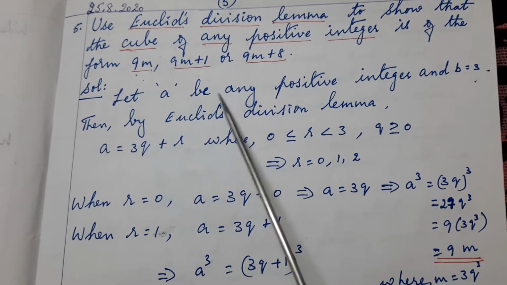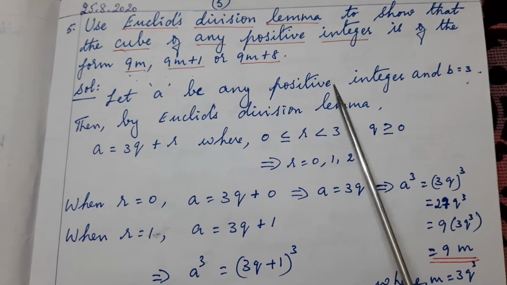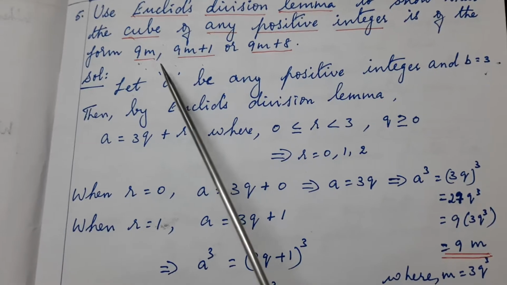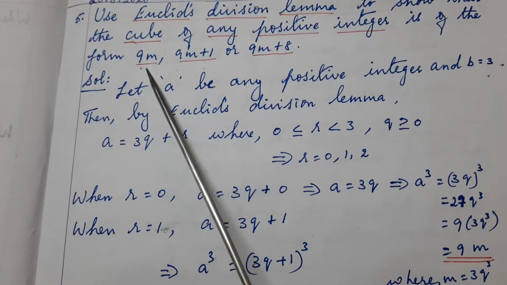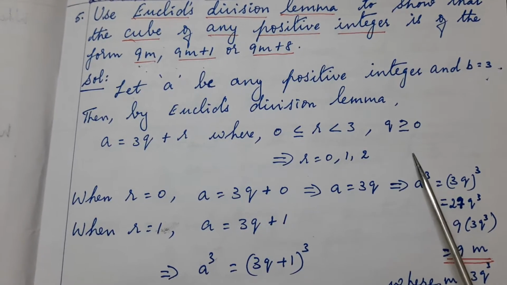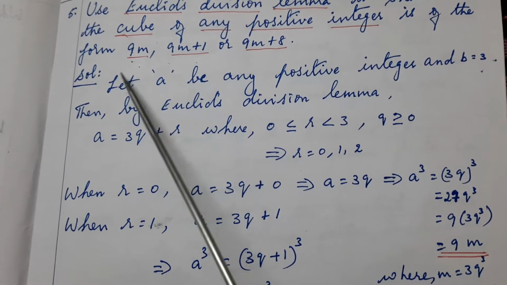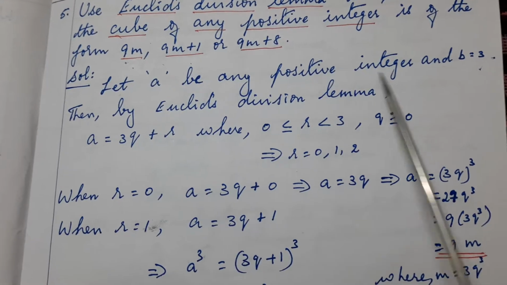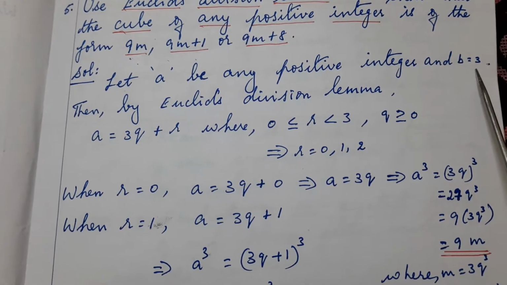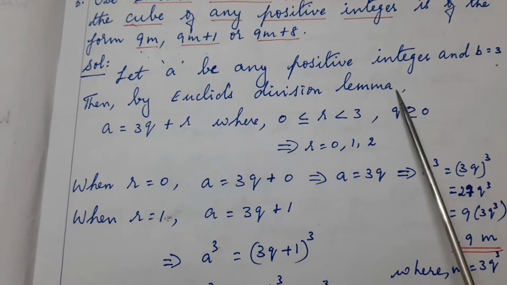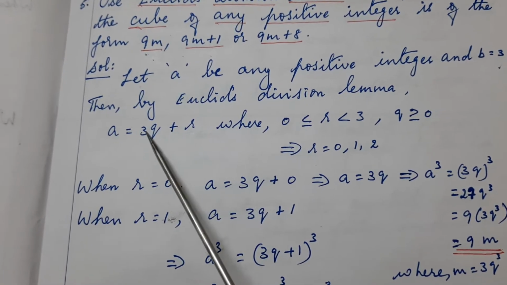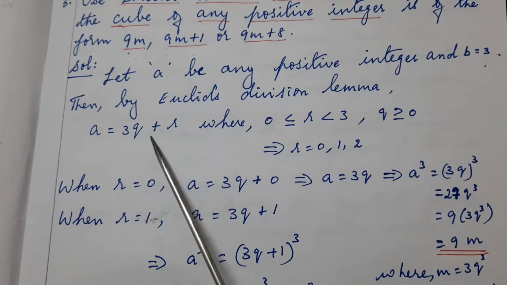We have taken a to be any positive integer and b equal to 3, because if I take b equal to 9, I'll get the remainder 0, 1, 2, 3 up to 8. So we'll have many steps to bring it to this form. Instead, since 9 is a multiple of 3, I can take b equal to 3. Then by Euclid's division lemma, a is equal to bq plus r. Here what is b? 3.